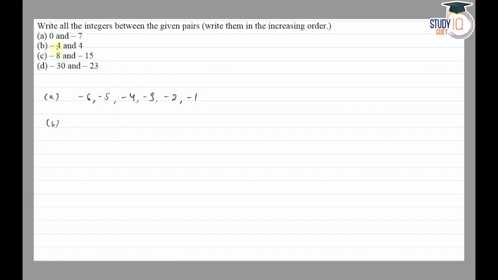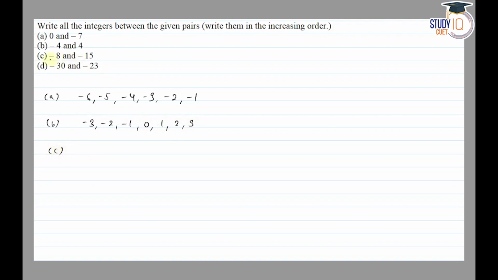B part हम अरेंज करें integers between -4 and 4 in increasing order. तो हो जाएंगे हमारे पास -3, -2, -1, 0, 1, 2 and 3.